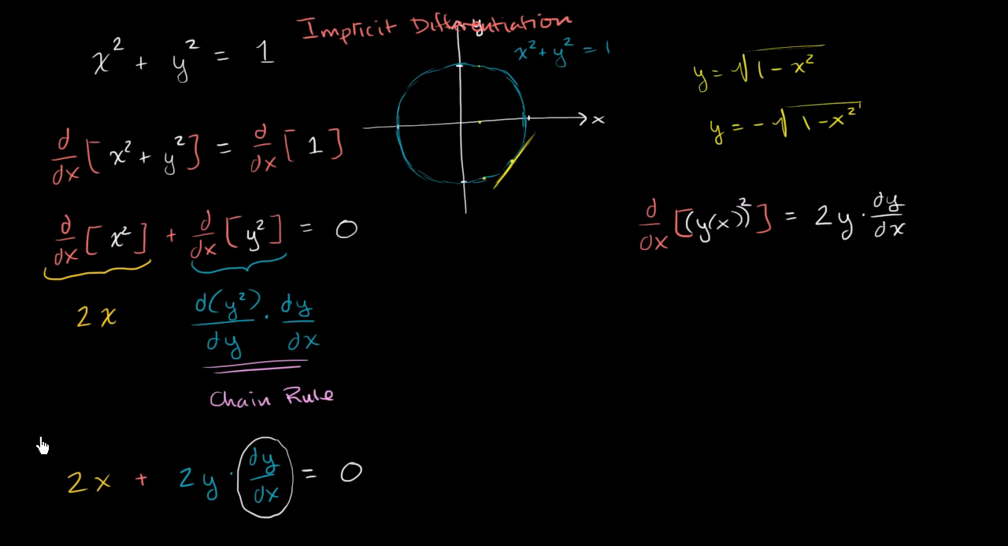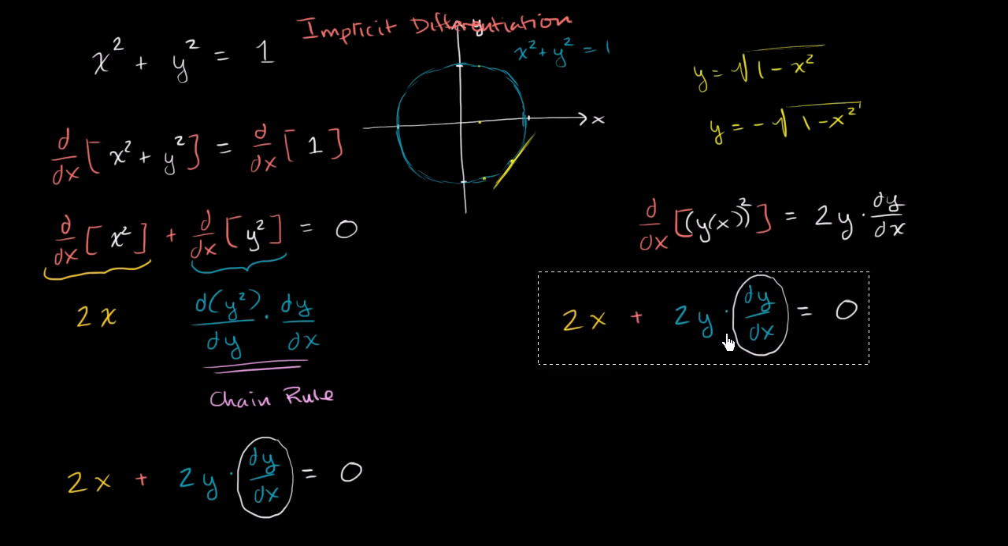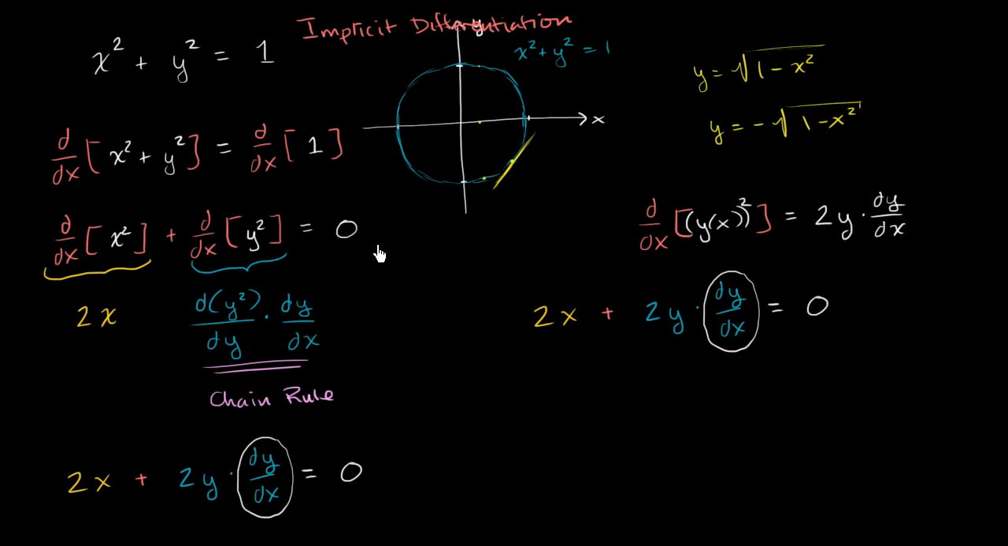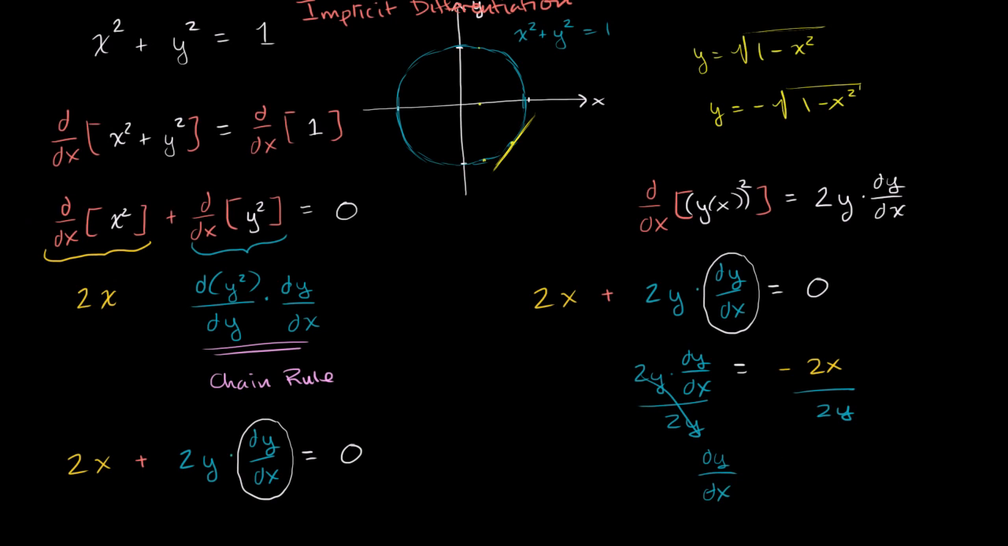So let's do that. And actually, just so we can do this whole thing on the same page so we can see where we started, let me copy and paste this up here. This is where we left off. And let's continue there. So let's subtract 2x from both sides. So we're left with 2y times the derivative of y with respect to x is equal to, we're subtracting 2x from both sides, so it's equal to negative 2x. And then if we really want to solve for the derivative of y with respect to x, we can just divide both sides by 2y. And we are left with the derivative of y with respect to x. I'll scroll down a little bit. The derivative of y with respect to x is equal to, well, the 2's cancel out.